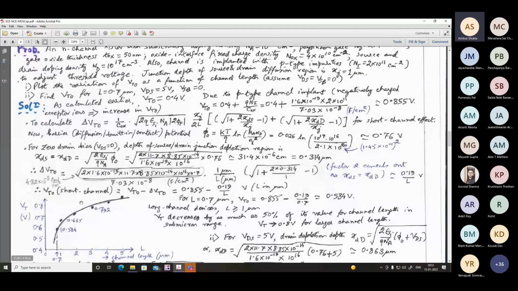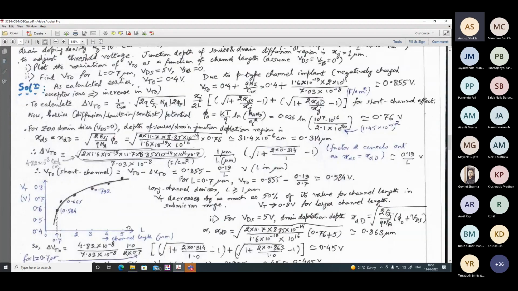So for the short channel device, that means as you progressively reduce L, this VT0 will also be reduced. Why? Because L is in the denominator. So this quantity will be larger and larger with the decrease of L, and hence a larger and larger amount will be subtracted from this fixed value 0.855. Remember, 0.855 volt we get from the consideration of the previous conventional long channel device. But now as L is reduced progressively, you see the actual threshold voltage will be reduced.